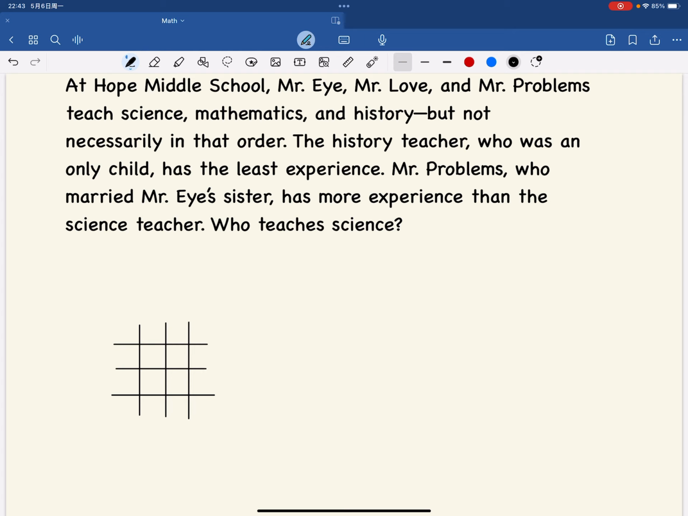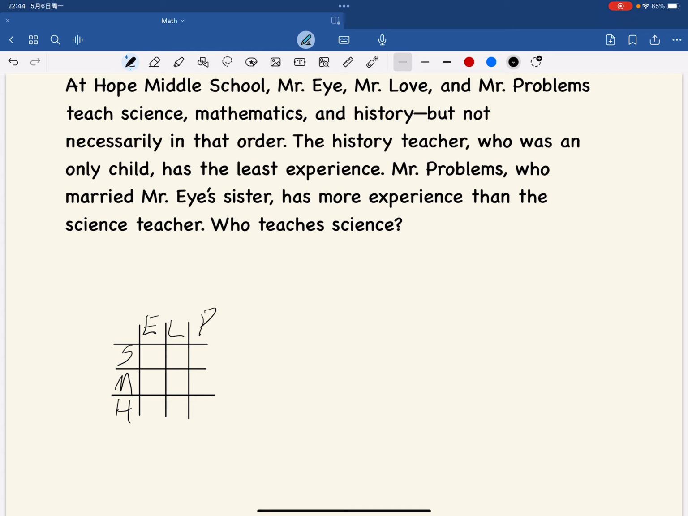And there we go. Now, since there are 3 teachers, we write their names. For Mr. I, I write E, Mr. Love is L, and Mr. Problems is P. For the subjects, S for science, M for mathematics, and H for history. So now we read the first clue. The history teacher, who was an only child, has the least experience. That doesn't give us any help about who teaches what.